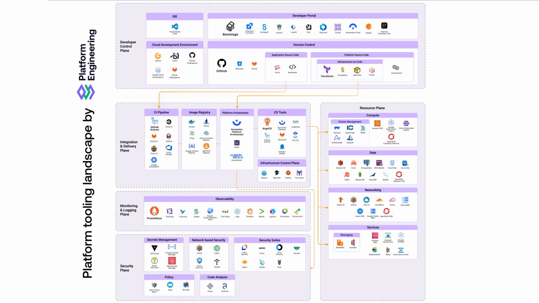This graphic by the team from platformengineering.org presents well-known tools from the cloud-native tooling landscape plotted on the 5 planes. Isn't the structure great? I certainly think so. But how do we know which tools to select? There's so much choice.